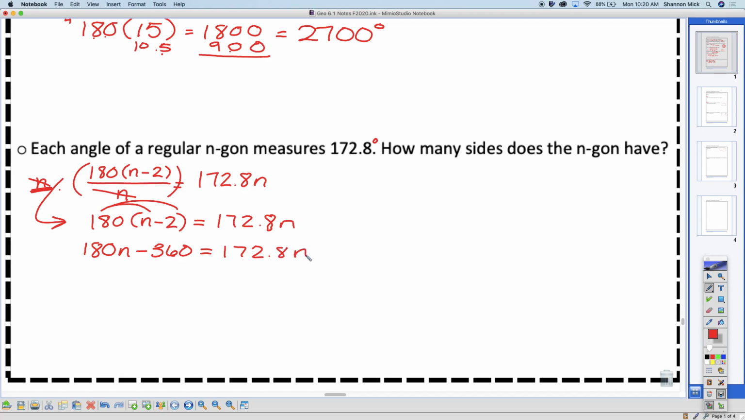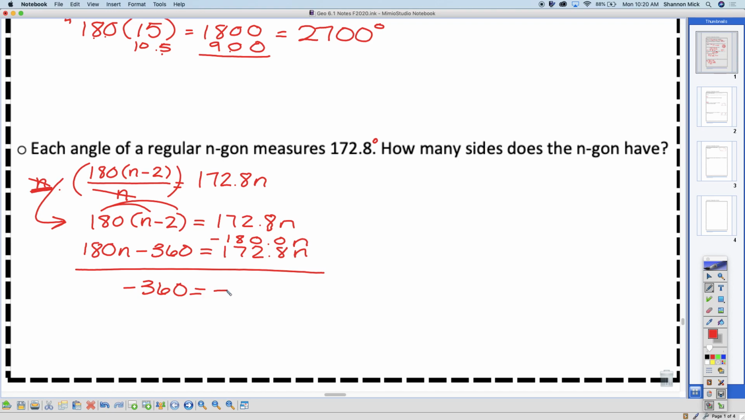172.8n. And now we need to move 180n over, don't we? Do you want to subtract 180 or 172.8? 180. Okay. But I'm going to put it on top. It's easier to subtract a smaller number from a bigger number, right? So 180 is bigger than 172.8, so my answer is going to be negative.